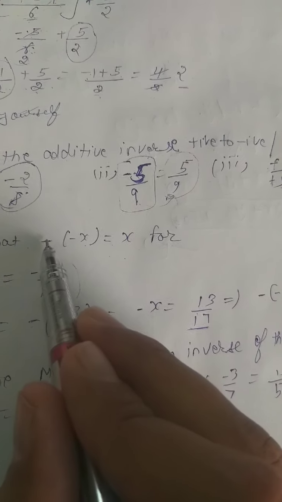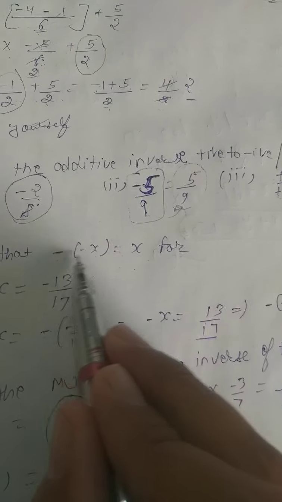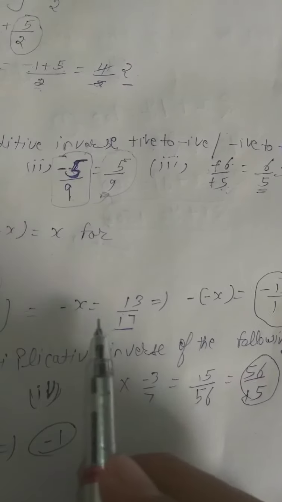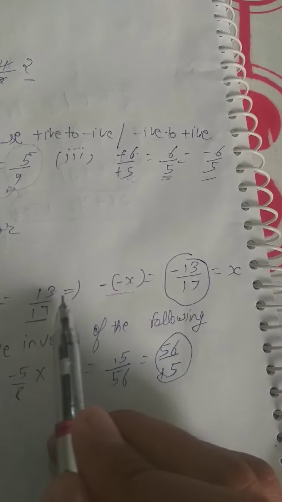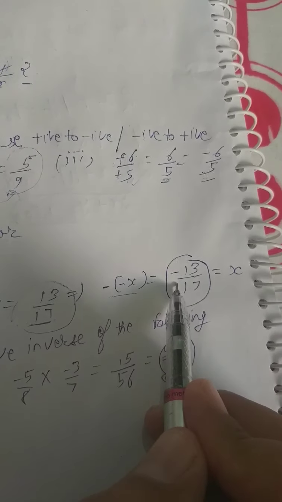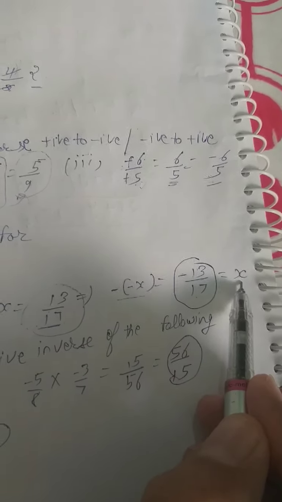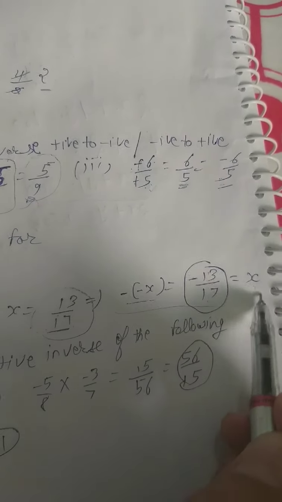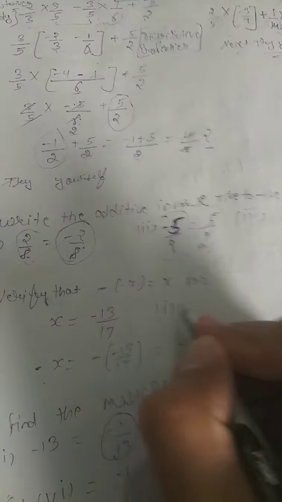Now we take minus again because we need a double minus. We can take minus again on both sides. Then this is positive 13 by 7, and now it becomes minus 13 by 7, that is x. So our result is verified. It's the first part. Try yourself.